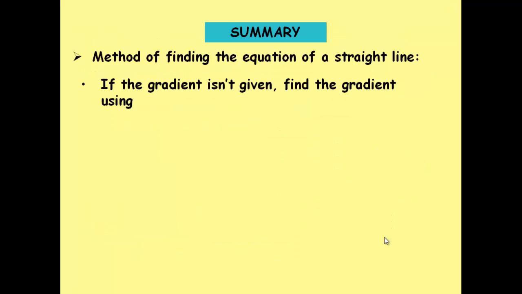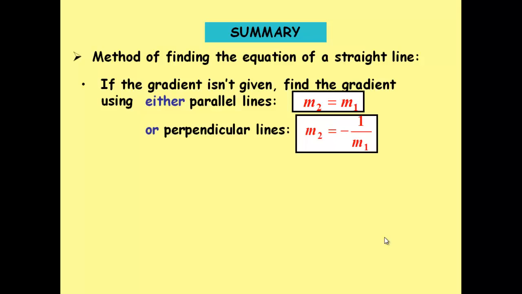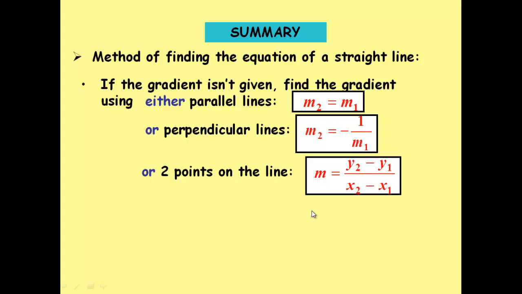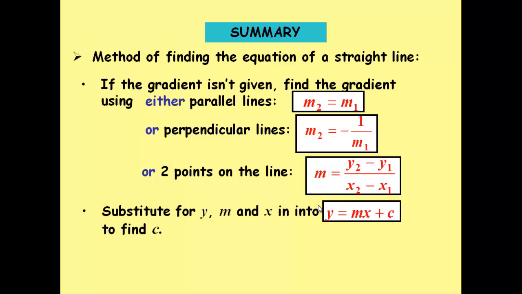So to summarise, to find the equation of a straight line, if the gradient isn't given, we need to find it either by using parallel lines and the fact that m2 equals m1, perpendicular lines and the fact that m2 equals minus 1 over m1, or use 2 points on the line using the formula that we learnt last lesson. We can then substitute y, m and x into the equation y equals mx plus c to find the c value and write out the equation.